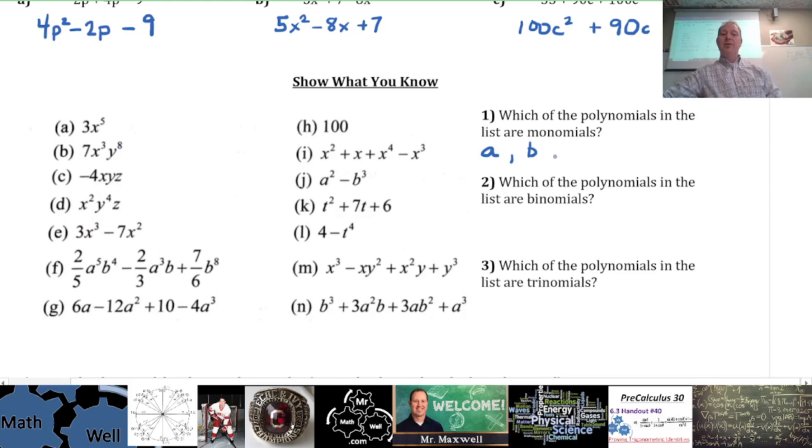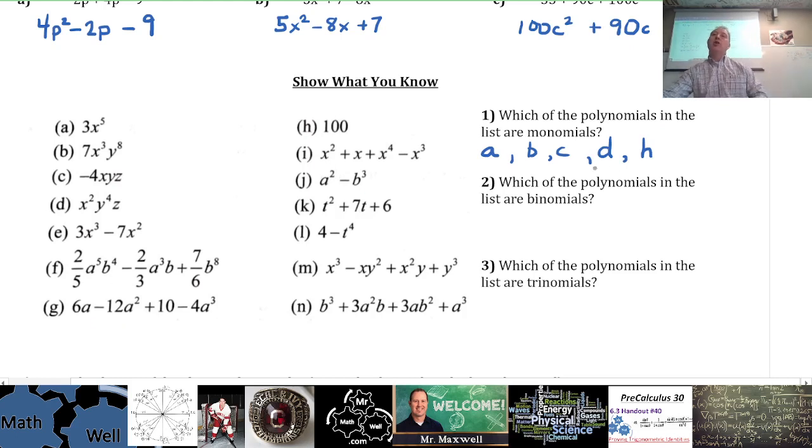C, for the same reason, is also a monomial. D, what about D? Yeah, it is a monomial as well, because even though we have lots of terms, they're all multiplied together. Okay, so any other monomials in the list? Because E is not a monomial. What? Sorry? H, right. The term 100, that's just a single term, so H there as well. Okay, anything else? No, I think we got them all.